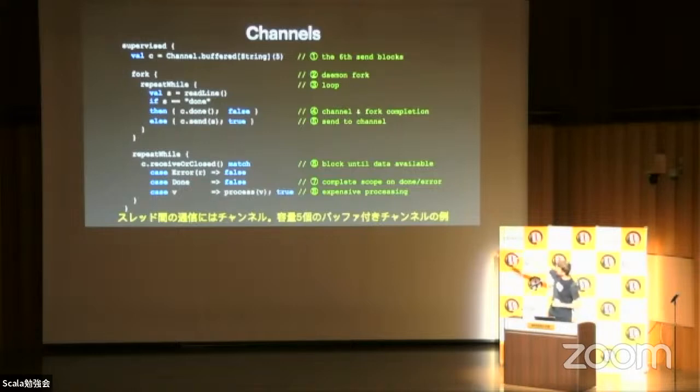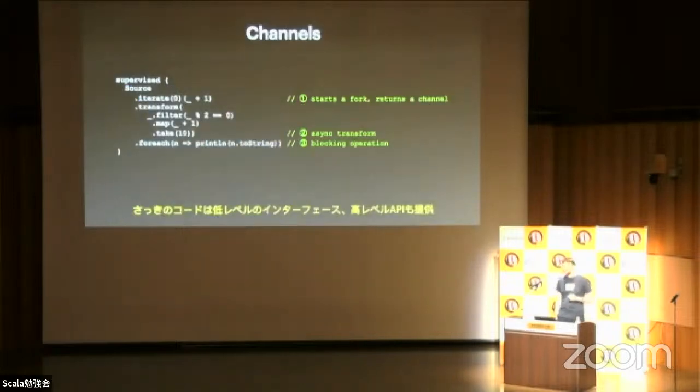And in the main body of the method, we receive from the channel and we can do some expensive processing as long as the channel is not done. So when the channel is done, the whole supervised scope will exit and the fork will be interrupted. So that's just a very simple example of how you might use channels to communicate between forks. And actually, that's the low-level interface. The high-level interface resembles what you might know from reactive streaming libraries such as Akka Streams, ZIO Streams, or FS2.